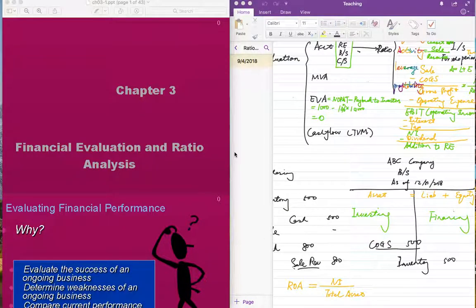Chapter 3 talks about financial evaluation. Finance is all about doing valuation. And we can evaluate the intrinsic value of a company. In the case that we need to do merger acquisition, and sometimes we need to evaluate a particular investment opportunity to find out whether this investment opportunity adds value to the firm.